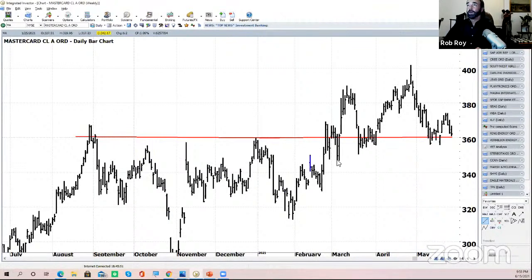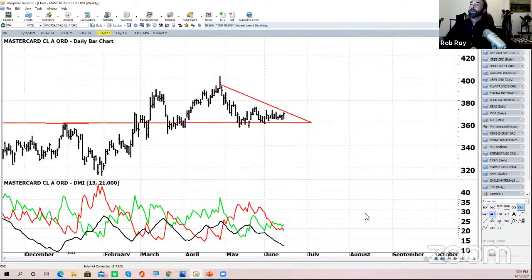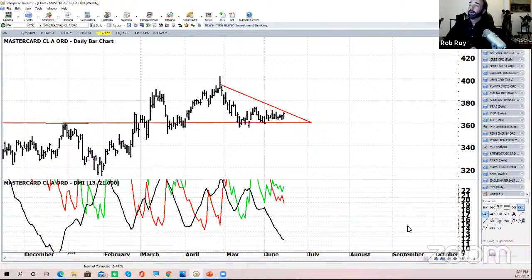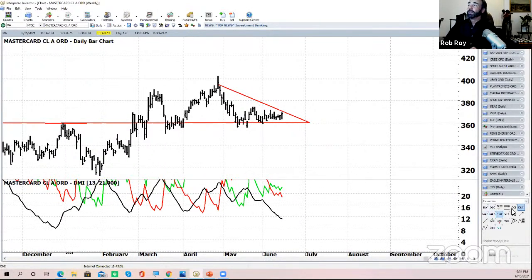How many times it's come up towards that level and it broke above it, and now it's just hovering over it. And we have kind of a descending triangle. The issue is that it might even go sideways a little bit longer. Well, maybe not. That ADX is awfully low, down around 11. That does look pretty good.